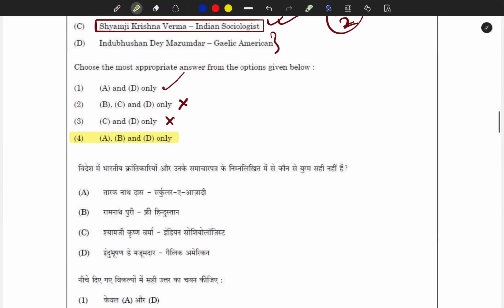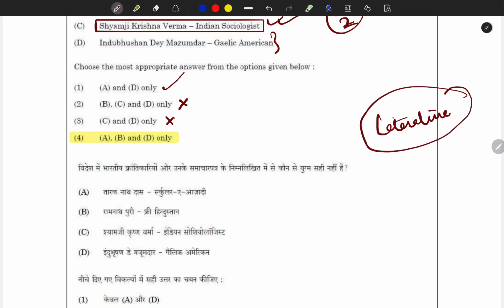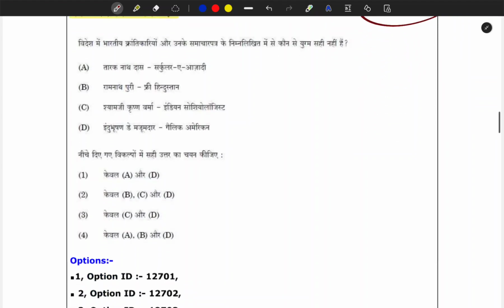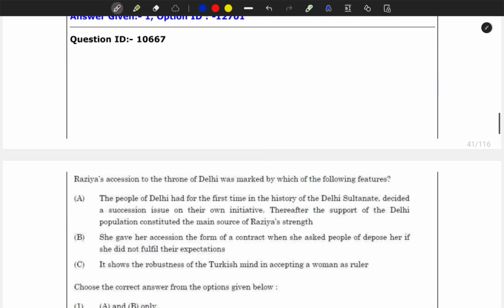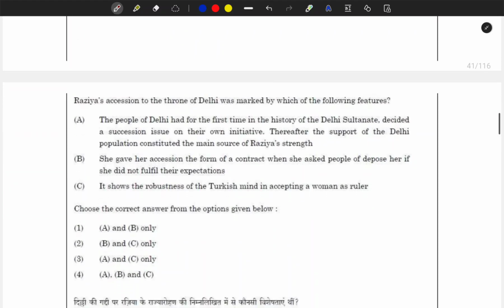As I said, this is I think the second or third question on literature. You will see how many questions they have asked on literature. One question I already showed you on chronology, and actually two, if you consider the Ibn Battuta question as a chronological question. So here you can see the next question, again on Razia.